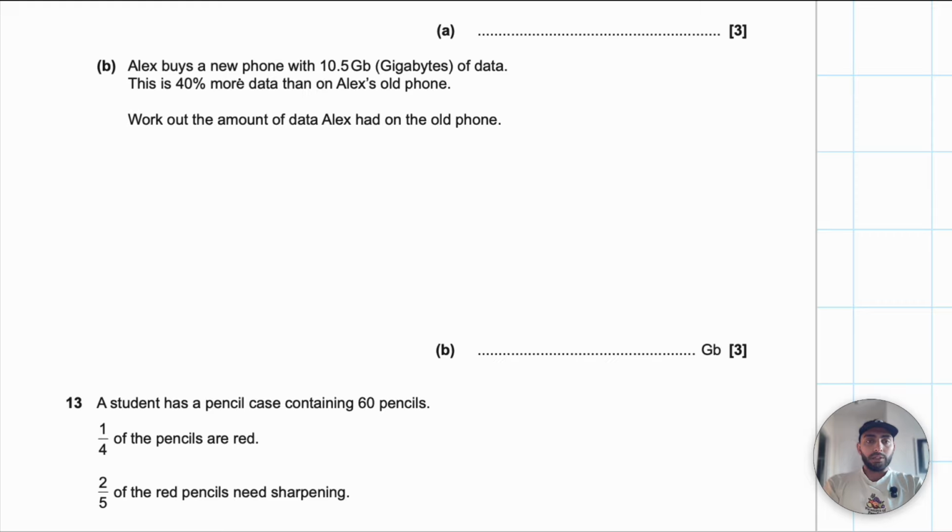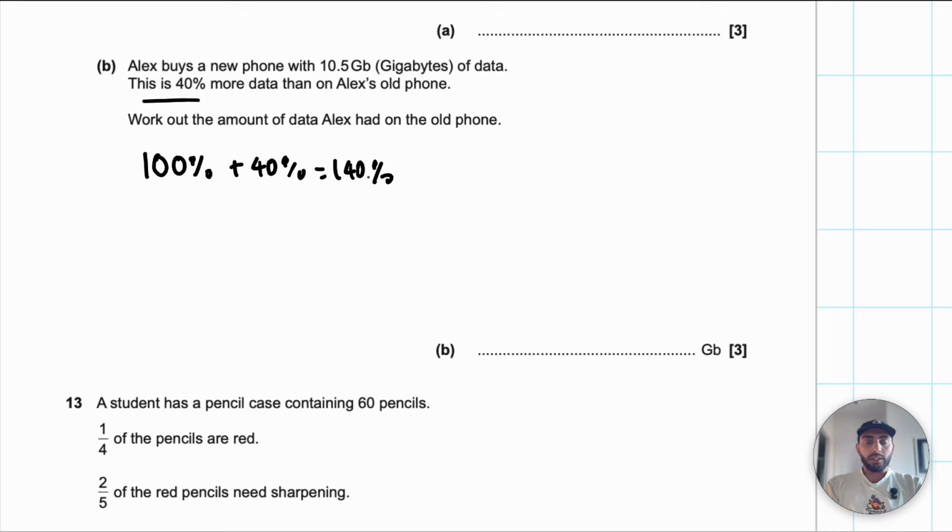Part B. Alex buys a new phone with 10.5 gigabytes of data. This is 40% more than on Alex's old phone. Work out the amount of data Alex had on the old phone. Because this is 40% more data, originally we had 100% of data on Alex's old phone, and we've got 40% more. So this 10.5 gigabytes is equal to 140%.